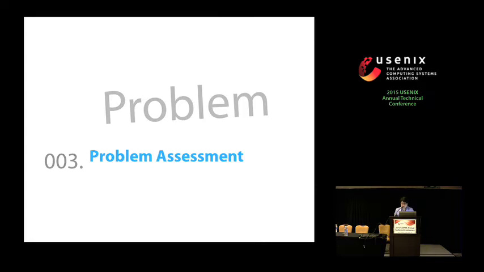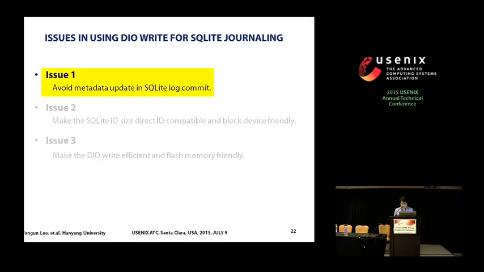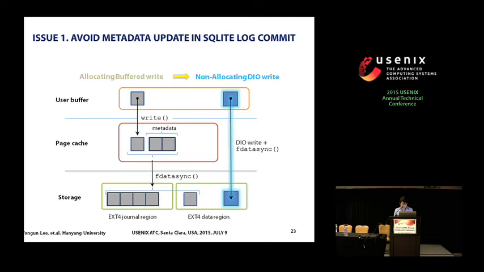Using direct I/O write in SQLite WAL commit is a great idea, but it's not all that simple. While trying to use a direct I/O based WAL mode in SQLite, we faced three issues. First, we have to avoid the metadata update in SQLite log commit. Log commit operation in SQLite uses allocating buffered write. In order to avoid updating metadata in the commit operation, we need to make it a non-allocating direct I/O write.